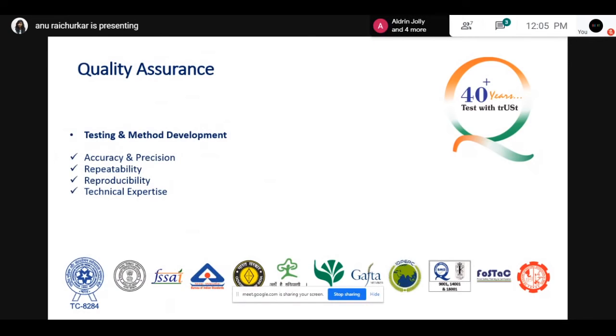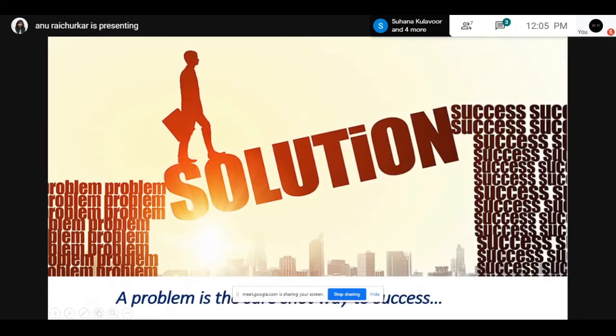We as a laboratory at Envirocare have been doing this for the past 40 years. These are some of the accreditations and approvals that we have. So I think I am done with the presentation.